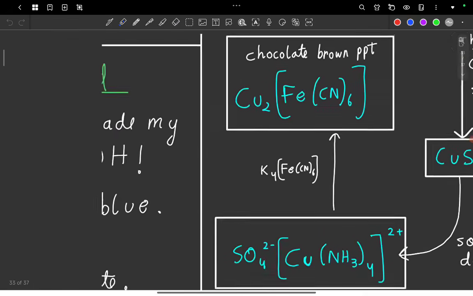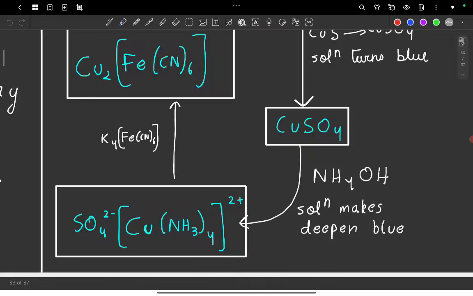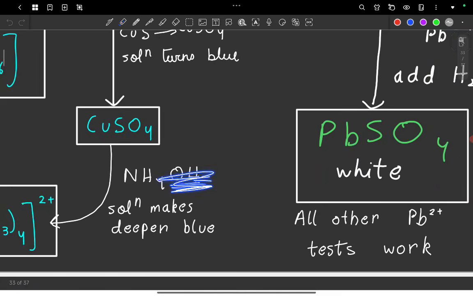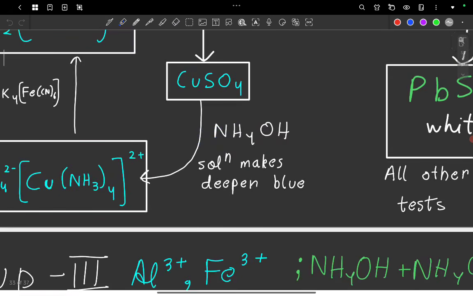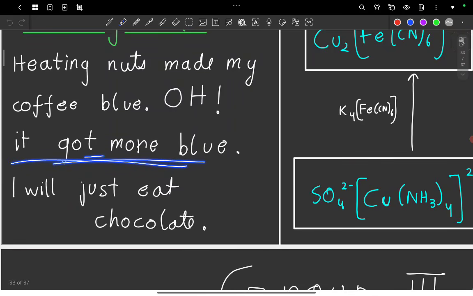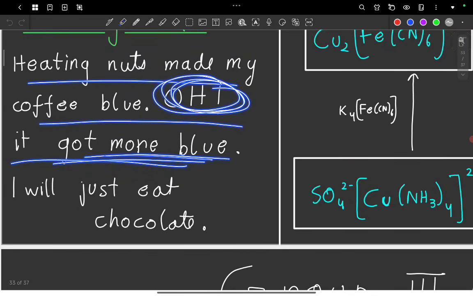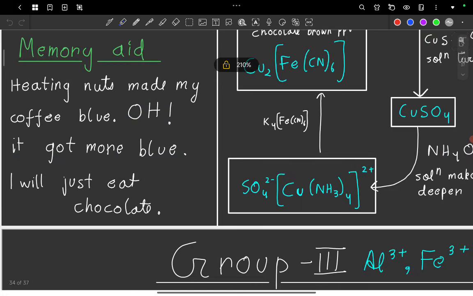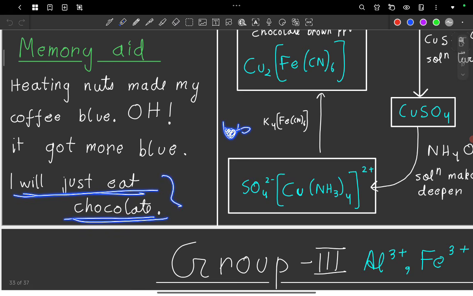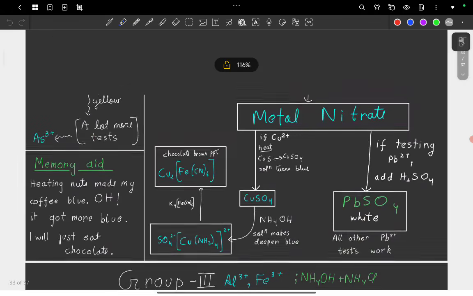Your coffee turned blue. And oh, sorry, it turned even more blue. Heating nut made my coffee blue, and oh, it got more blue. I will just eat chocolate. Of course, you will not want to drink a blue coffee. So you just said, man, for my caffeine overdose, I will just eat chocolate. Please, no coffee. I don't want blue coffee.